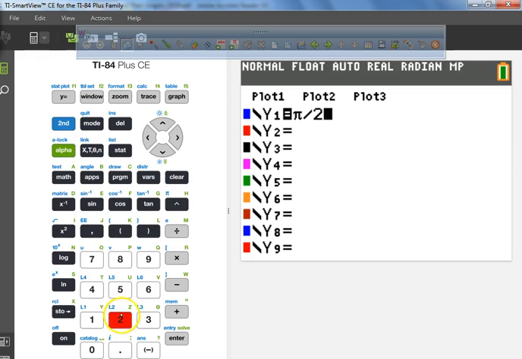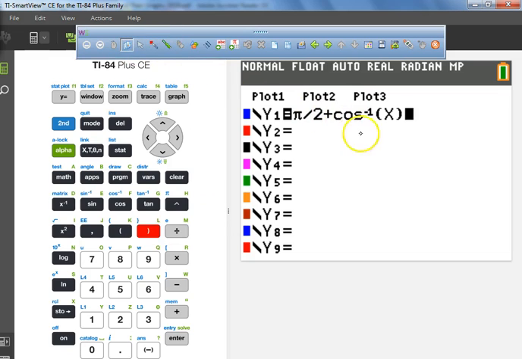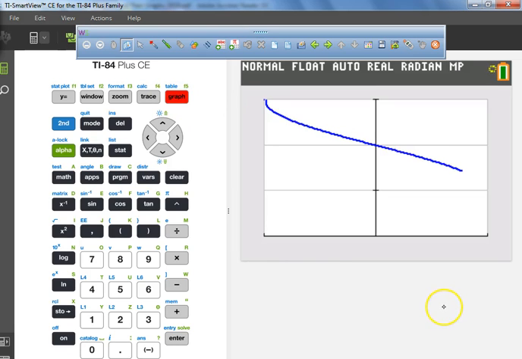Y scale is pi over 2. Half a pi plus secant cosine x. Half a pi plus secant cosine. Just remember, this is the same as saying arc cosine. And then hit graph. Take a look at it. It literally stops right there.